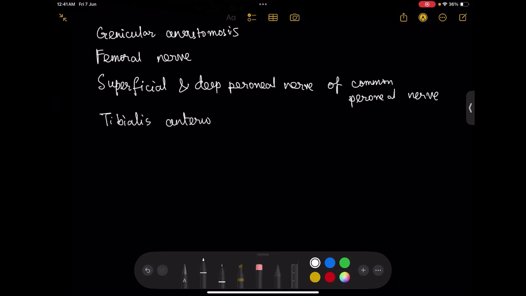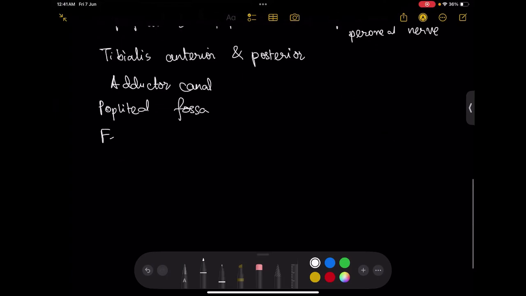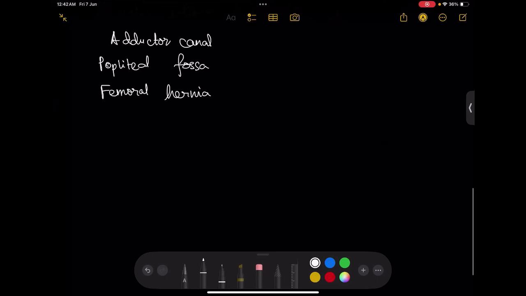If you want, you can write down these topics along with me. As you can see, the popliteal fossa is important. Femoral hernia is important. We'll be covering one topic after another, and we'll try to include all the important points for your university examinations. If you can write down those points as last minute preparation, we can guarantee that you will secure good marks in your upcoming university examinations.